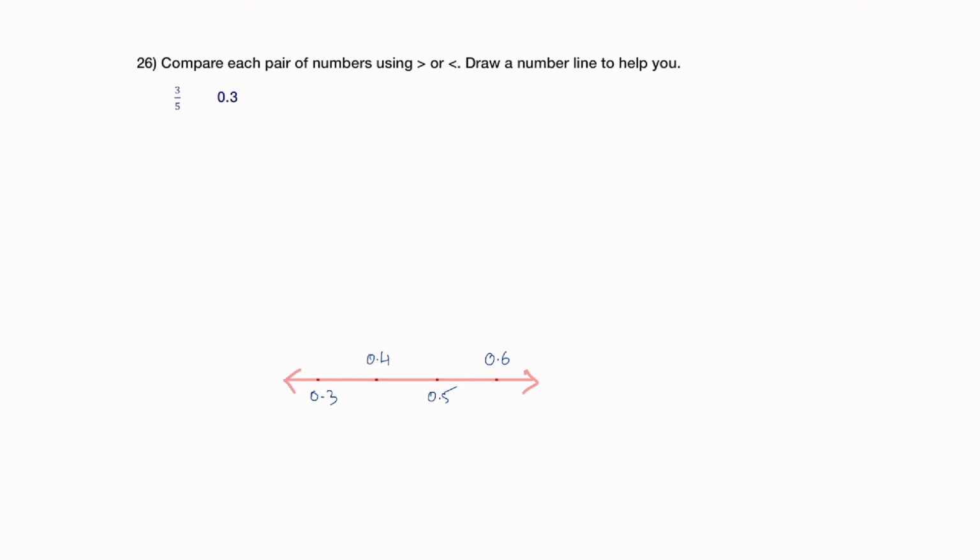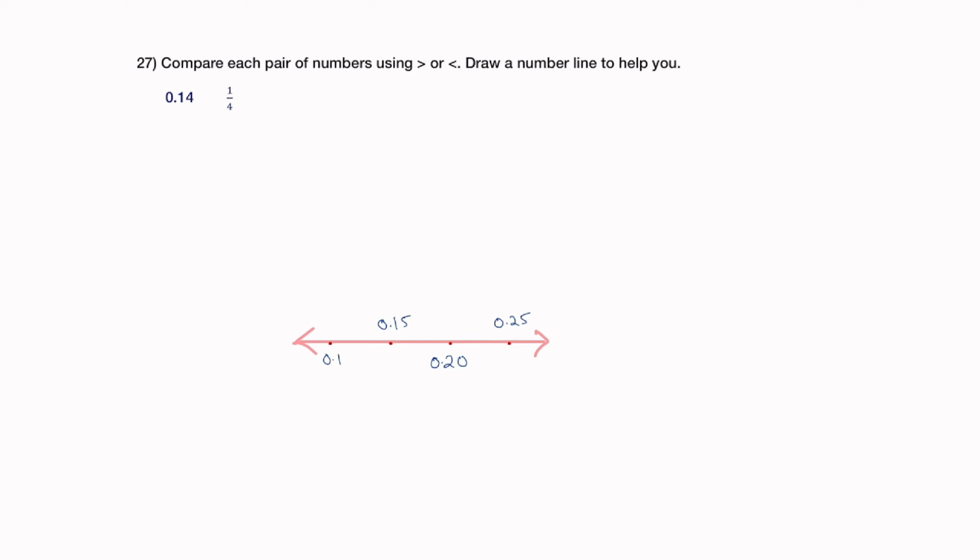Here comes question 26. 3 upon 5 and 0.3. So 3 divided by 5. 0 and the decimal, 5 times 6 is 30. So this is 0.6. So which one is bigger, 0.6 or 0.3? 0.6. So 0.6 is here and 0.3 is there. So even on the number line, you can see which one is bigger, right?